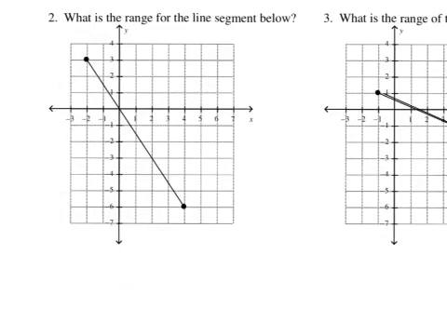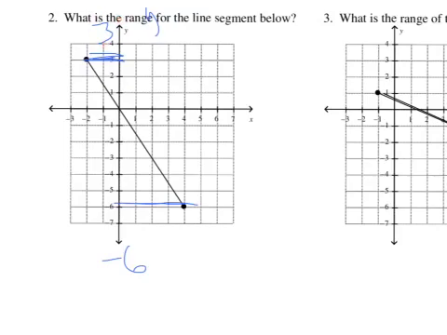Number 2, what is the range for the line segment below? Well, range tells me that I'm looking for the y values. Okay, the y values would be the up and down, right? The y-axis. So we're seeing how far down does it go, and how high does it go. So what's the minimum value, and what's the maximum value for the range, for the y values? It drops back down to -6 here. Up here, we're at +3, so I write that down. So the minimum value is -6, the maximum value is +3.